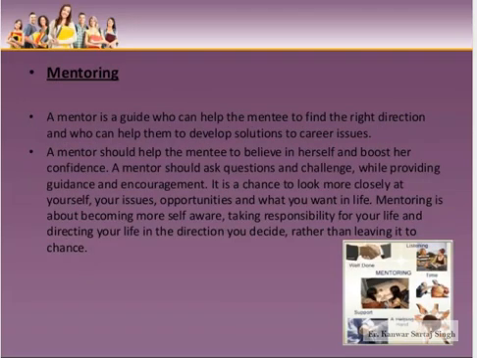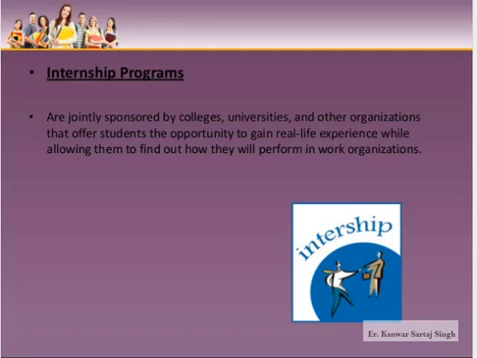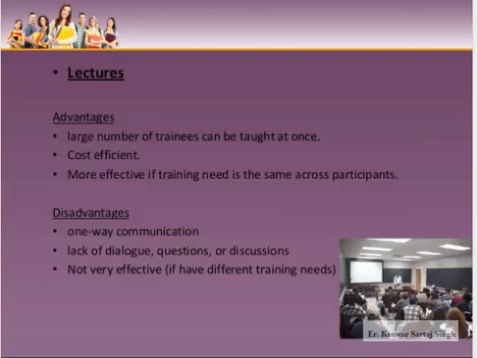Then mentoring. A mentor is a guide who can help the mentee to find the right direction and who can help them to achieve solutions to career issues. A mentor should help the mentee to believe in herself or himself and boost her confidence. So he is the person who provides right direction to the trainee. Internship programs are jointly sponsored by colleges, universities, and other organizations that offer students the opportunity to gain real life experience while allowing them to find out how they will perform in work organizations.